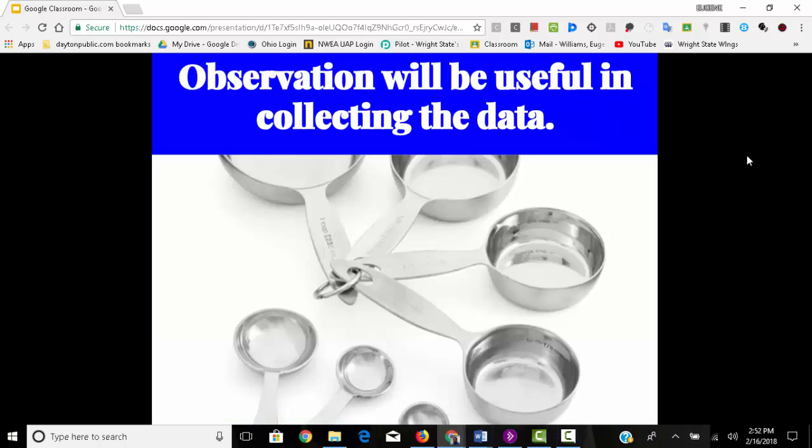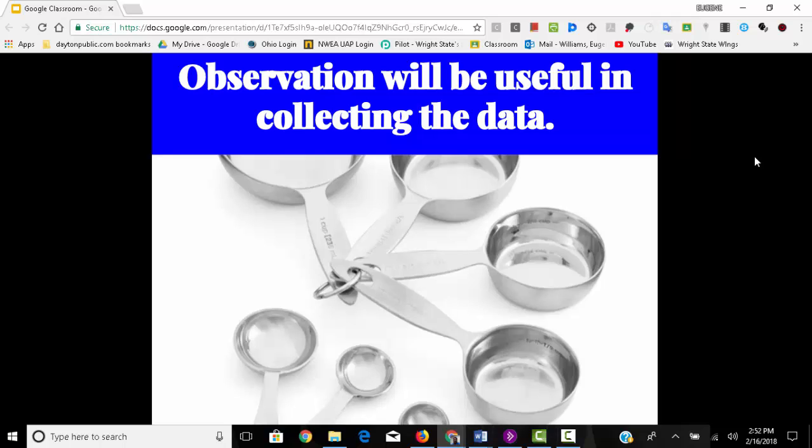Observation will be used in collecting the data. The students will be divided into four groups. Group 1 is the intensive group. Group 2 is the targeted group. Group 3 is the proficient group. And Group 4 is the advanced group. Group 1 is also the extremely below level students. Group 2 are the below level students. Group 3 are the on level students. And Group 4 are the above level students.